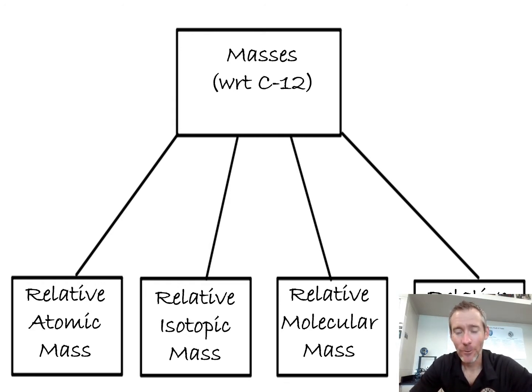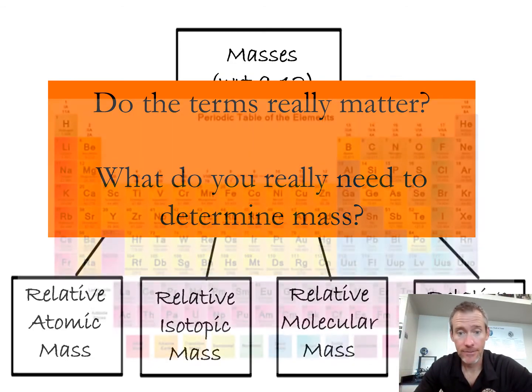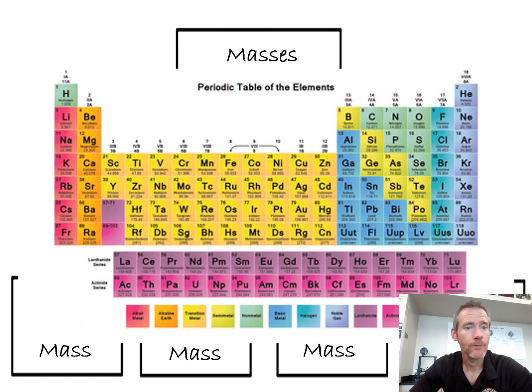And the formula mass is the mass of an ionic compound, so formula unit, based on carbon-12. So what all these have in common, what you really need to know to determine mass, is the periodic table. So you can find all these masses, and what you notice is that all these masses have an average.